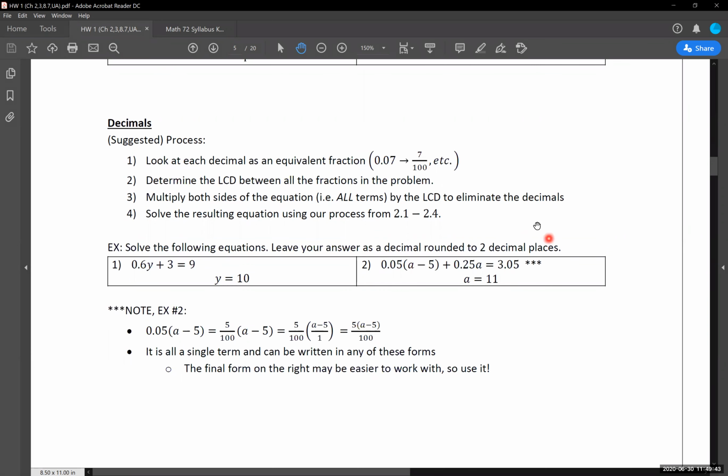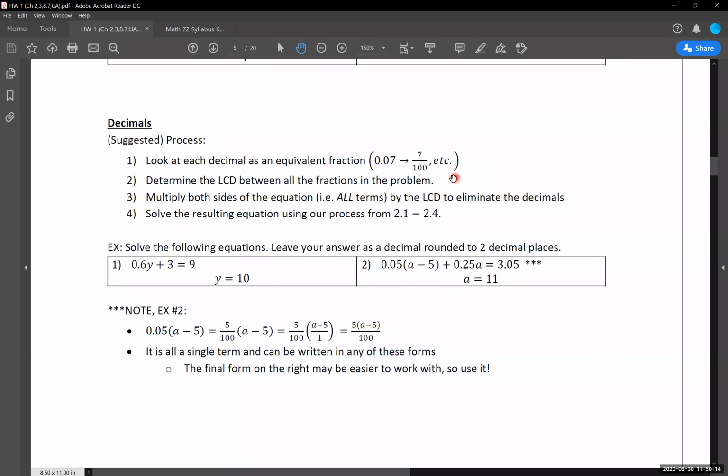Okay. So my recommendation, if we are working with decimals, I think this is probably the most straightforward way of doing that. Look at each decimal as an equivalent fraction. So we want to rewrite all of our decimals into fractions. So let's say we are working with the decimal 0.07. I want to rewrite that into a fraction, which is going to be 7 over 100. We'll see some examples of this here in a second.